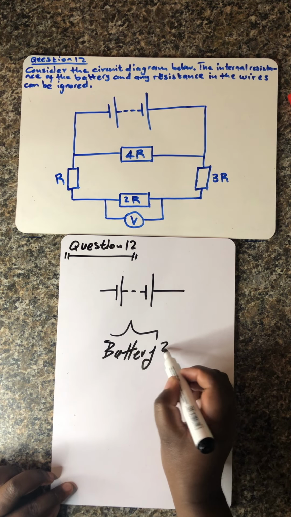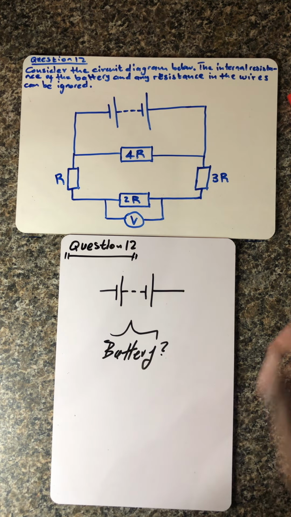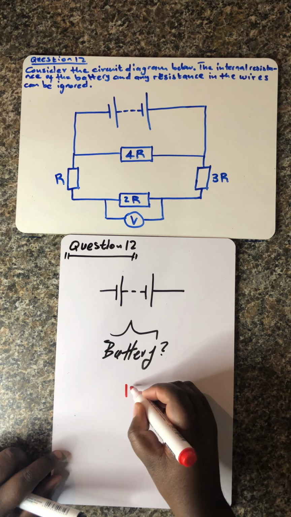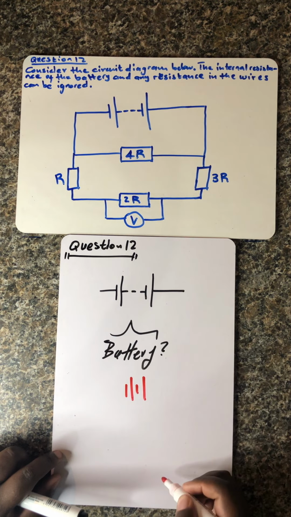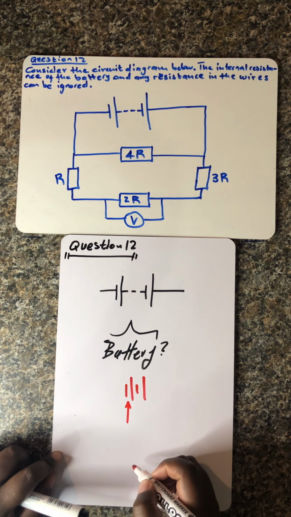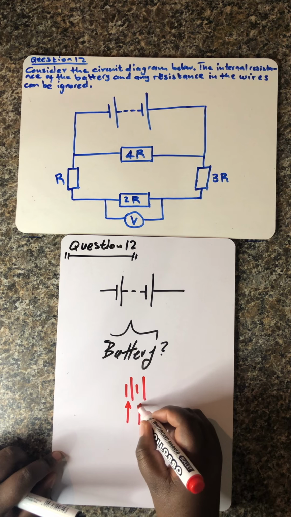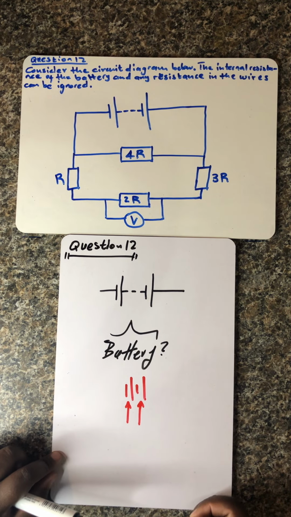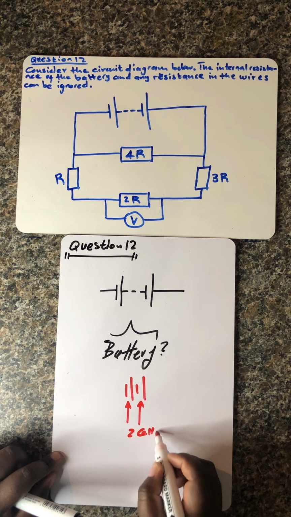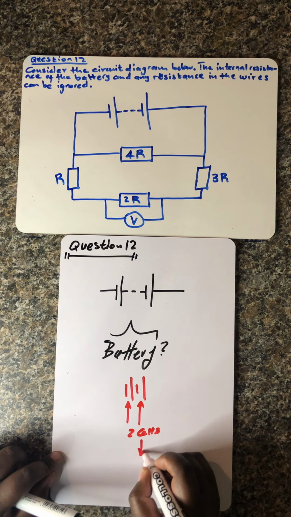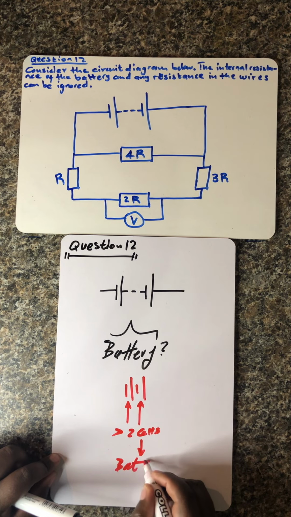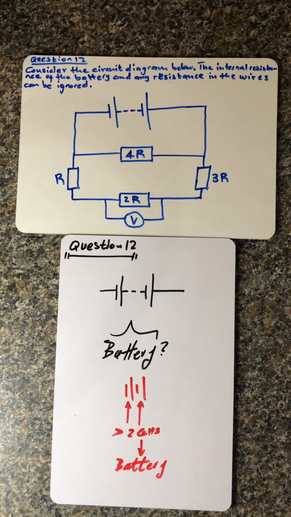So ladies and gentlemen, what is a battery? Very, very important. A battery is made of two or more cells. A small line and a long line is one cell. That means we've got two cells. Anything greater than two cells is a battery. I hope you fully understand.